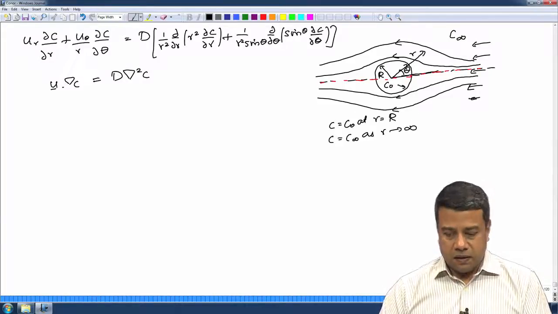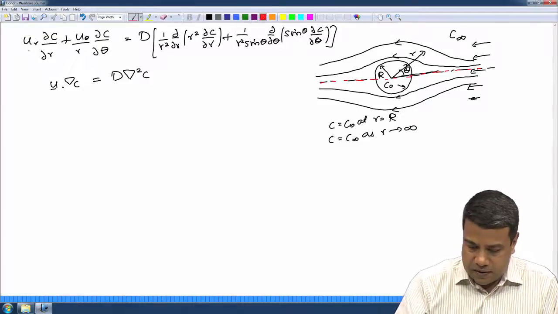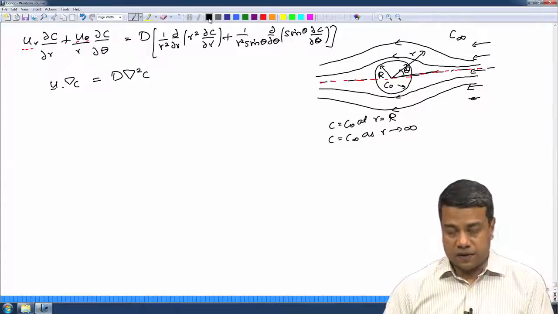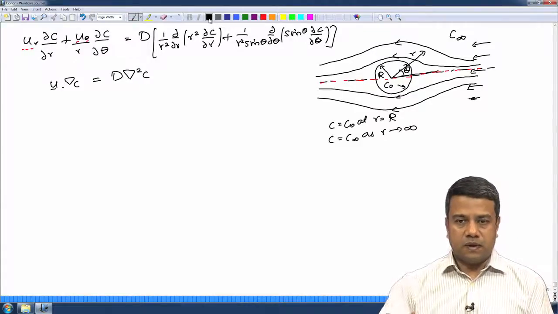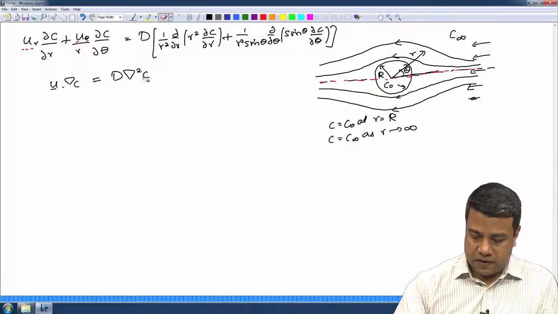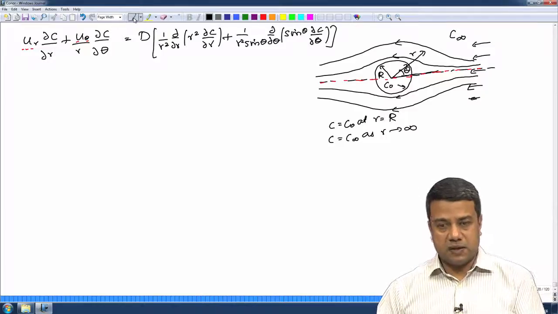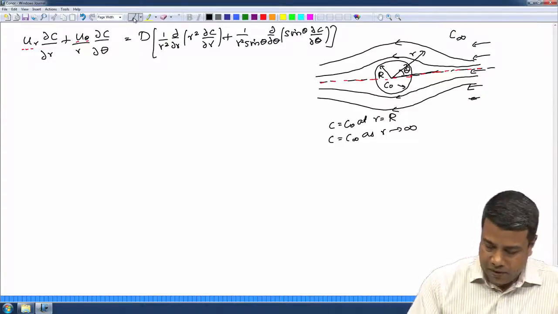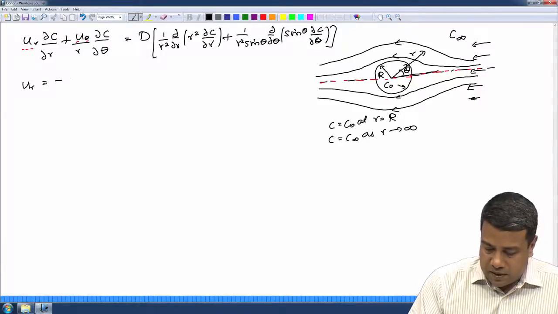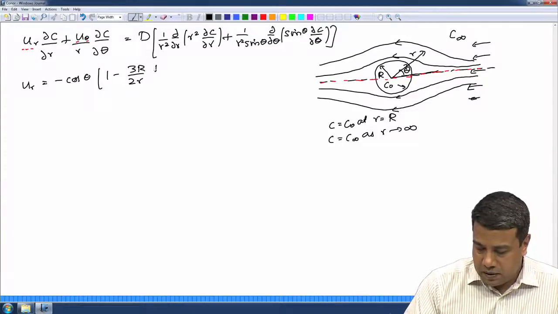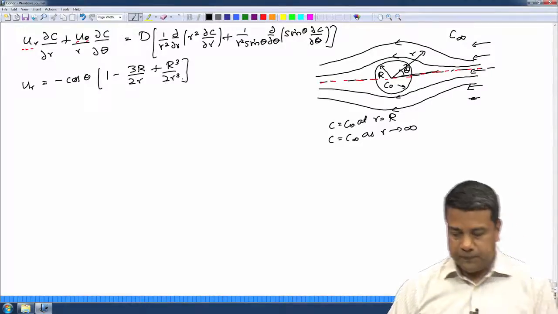In order to solve this problem, you need to know what the velocities u r and u theta are. These have to be specified for you as part of the problem, because you will not be able to solve the problem if you do not know what the velocities are. For a laminar flow, these solutions can be obtained, and I will just write down the solution for you. U r is equal to minus U cos theta times 1 minus 3 R by 2 r plus R cubed by 2 r cubed.